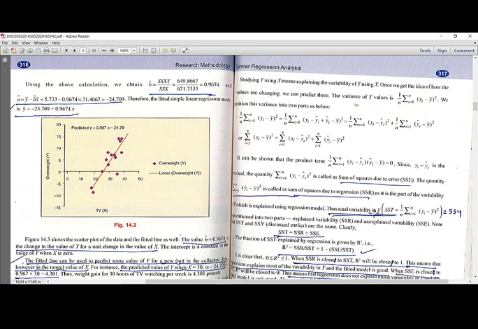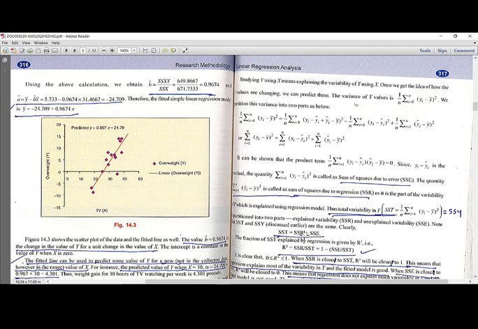Thus, the total variability in y, called SST, is 1 by n sigma i equal to 1 to n of (yi minus y bar) whole square. This is also called SSY, and it is partitioned into two parts: explained variability SSR and unexplained variability SSE. Explained variability is indicated by SSR, and unexplained variability is indicated by SSE. This SSE is sigma i equal to 1 to n of (yi minus y cap) whole square.